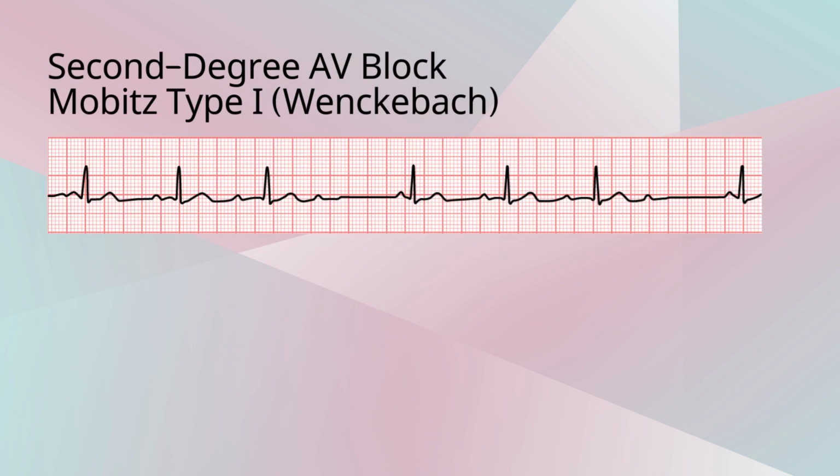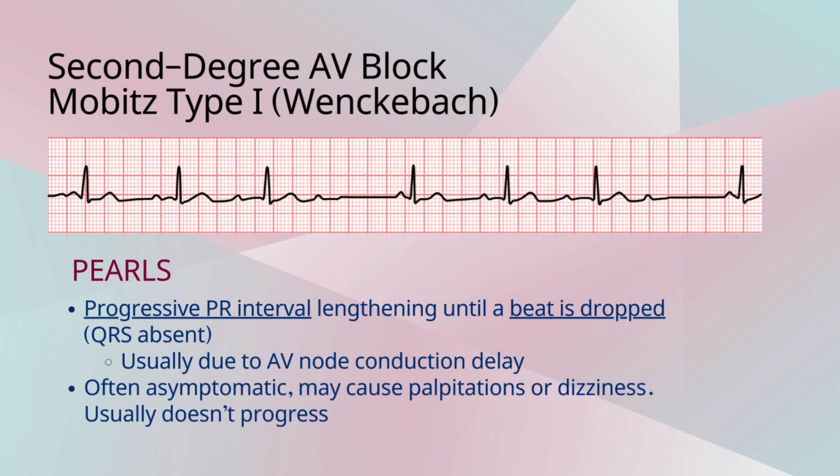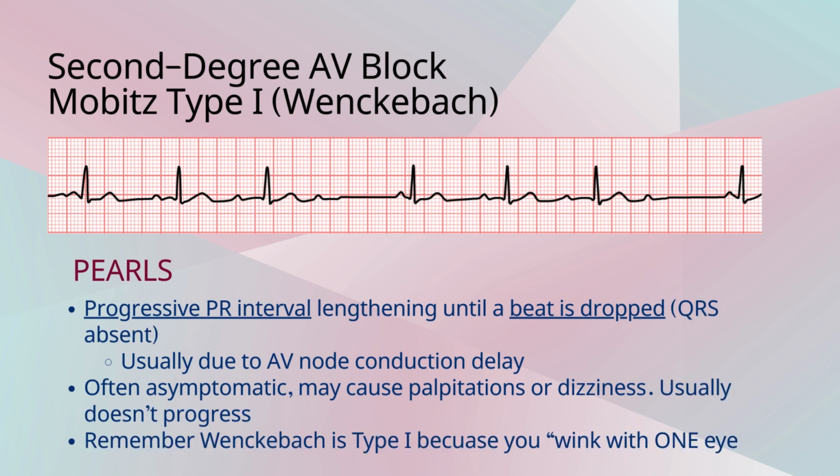Next is second degree AV block Mobitz I, also called Wenckebach. Here, the PR interval gets progressively longer and longer until a QRS is dropped. I'm sure you were taught the phrase "longer, longer, longer, drop." Now you have Wenckebach, which is pretty cute and helpful, but I also feel like this is the one that nobody has trouble remembering. What you see is a pattern that repeats itself. It's also often benign and usually doesn't progress. Another way, if you have trouble remembering if Wenckebach is type 1 or type 2, is that you wink with one eye. So Wenckebach is Mobitz I.